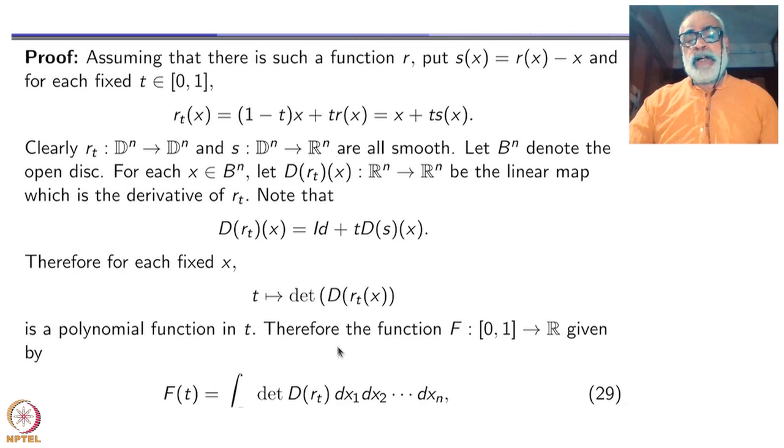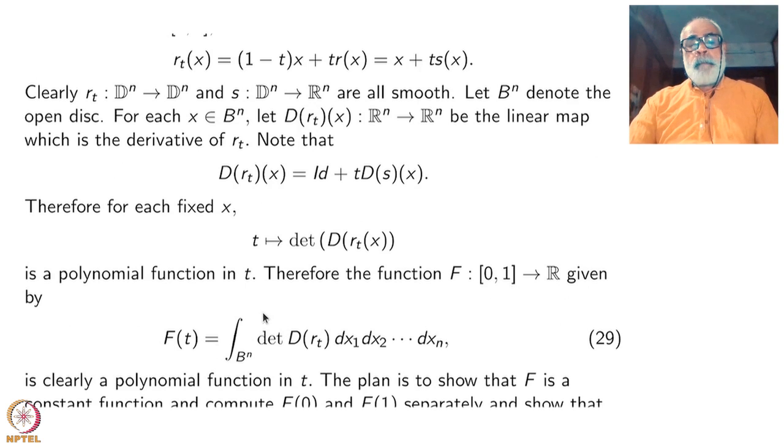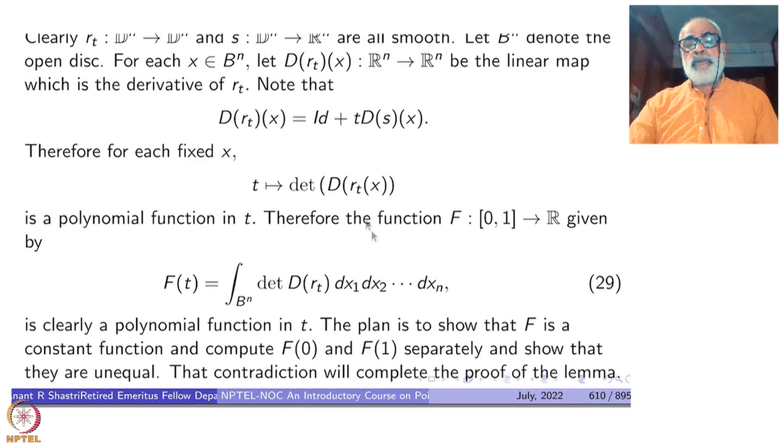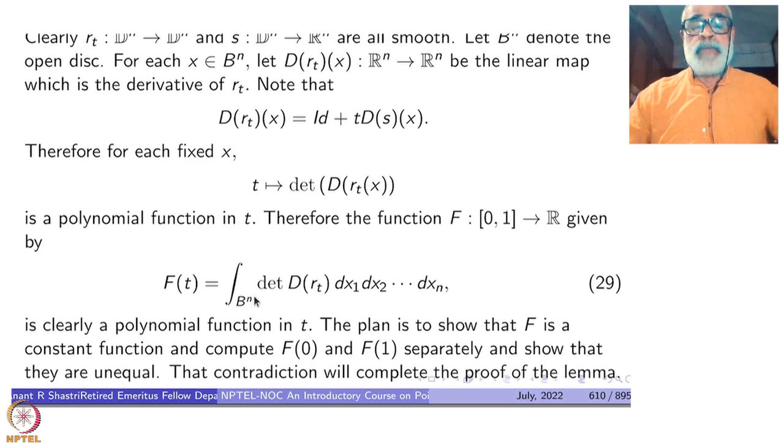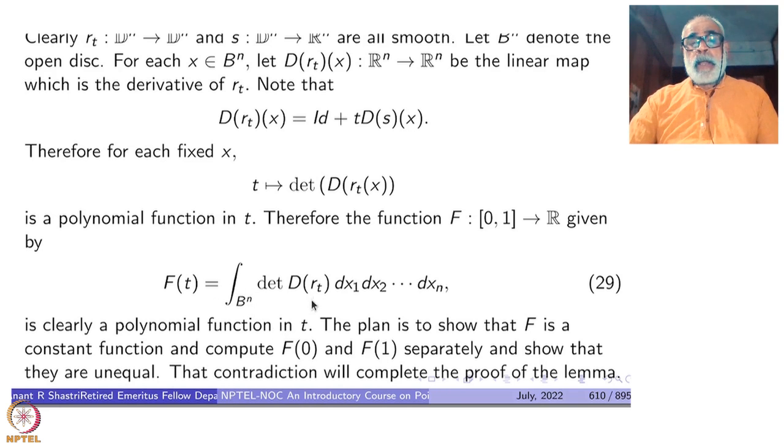Therefore, if I define the function f from the closed interval [0, 1] to R by taking the integral of this function, the determinant of d of Rt, integrated over the entire open ball Bn. Remember that this function is a continuous function, because we started with a C1 function and then we have taken one derivative. So the derivative is a continuous function. So this is just ordinary Riemann integration, an n-fold iterated integral, you may say. There is a variable t involved here, therefore this will become a polynomial function in t, because the integrand is a polynomial.